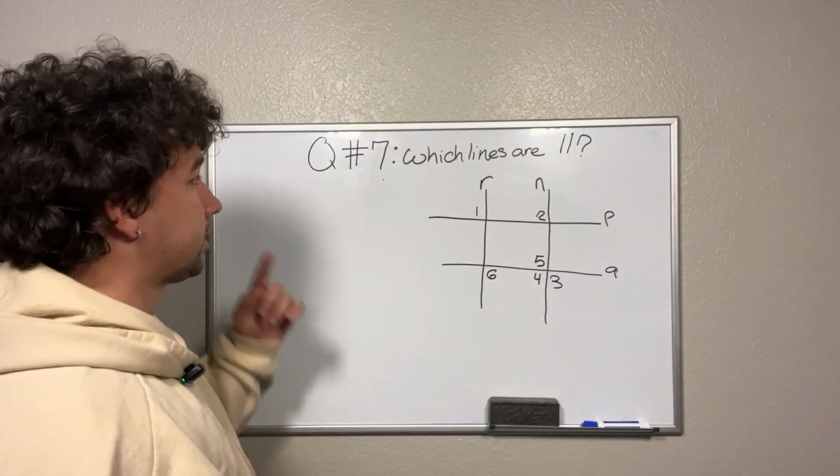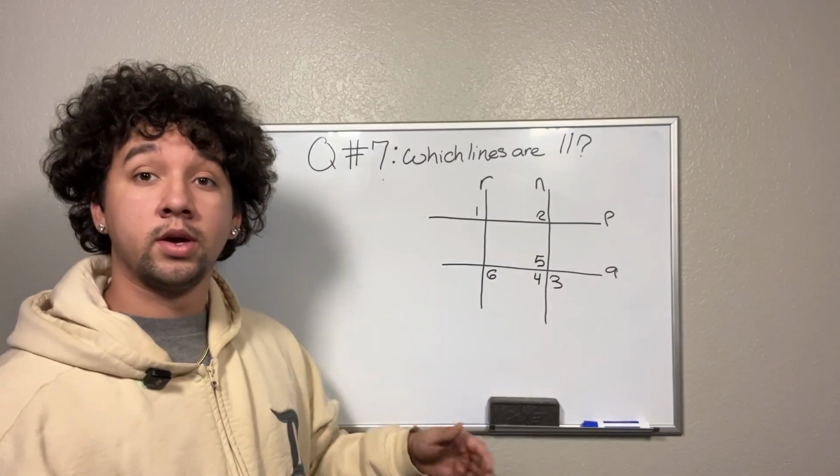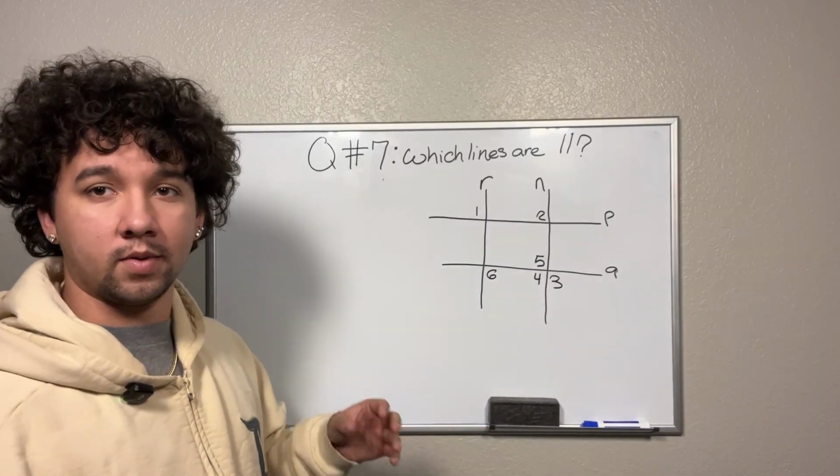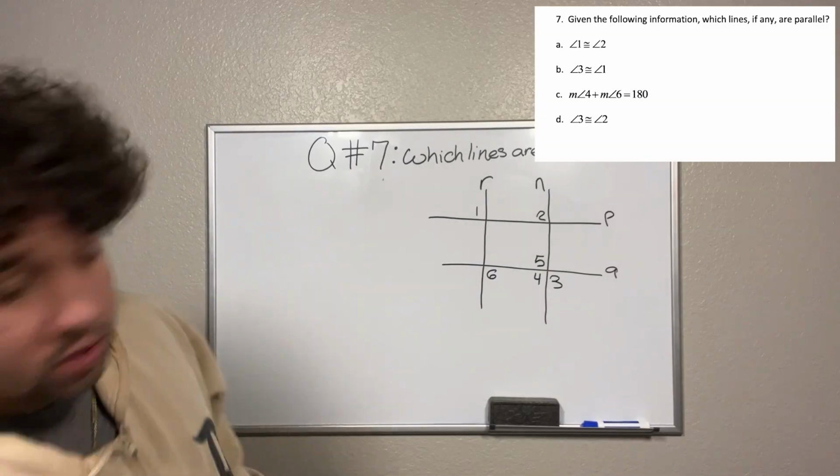All right, so next question here. Which lines are parallel between R, N, P, and Q? And what they're going to do is give us certain situations, and we're going to have to determine it using the rules.